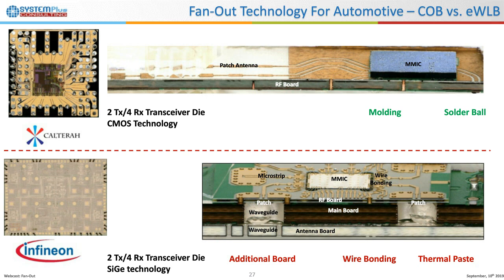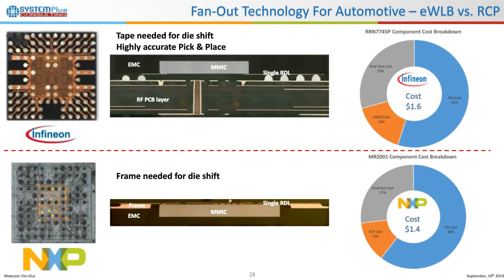Now, it does not need a dedicated board for the MMIC support, neither wire bonding nor thermal paste. In the fan-out packaging process, only EMC, solder ball, and RDL polymer are needed. And after that, we have two suppliers that have shown different types of fan-out packaging that are already used in the industry. Both have shown chip-first face-up design, but different ways to master the die shifting during the molding step.